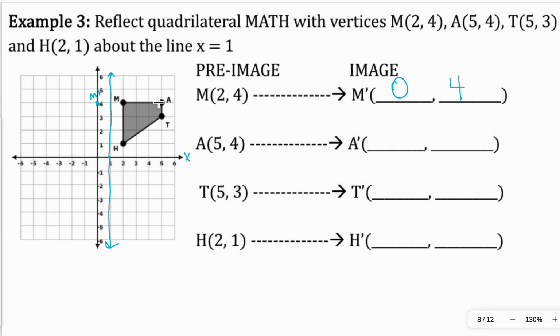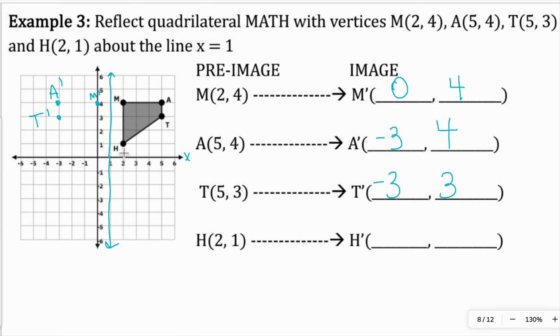Now I'm ready for A. A is 1, 2, 3, 4 steps away, so I'm going to be 1, 2, 3, 4 steps away on the other side. Now I'm at -3, 4. I changed from a 5 to a -3. Now I'm at T. T is 1, 2, 3, 4 steps away, so on the same line, 1, 2, 3, 4. Here's my T prime, and I'm at -3, 3.